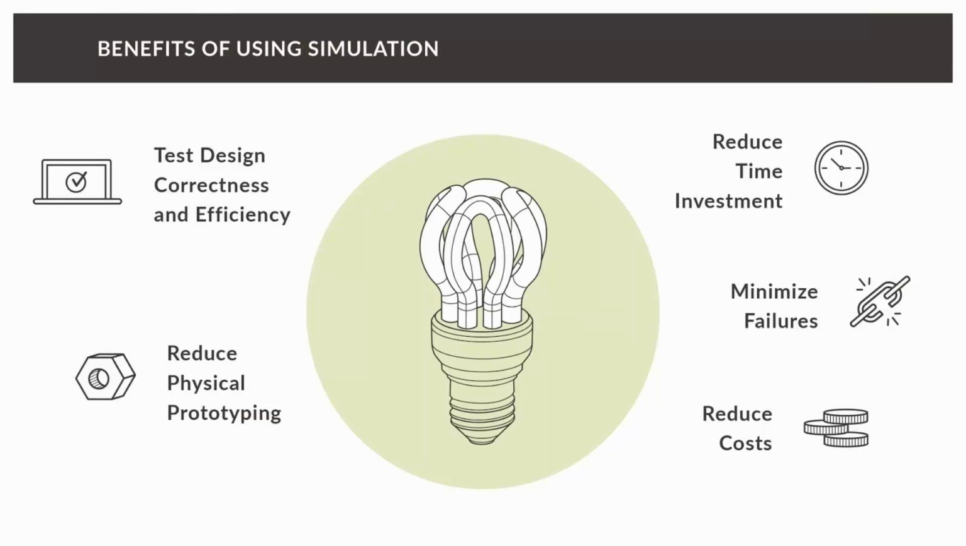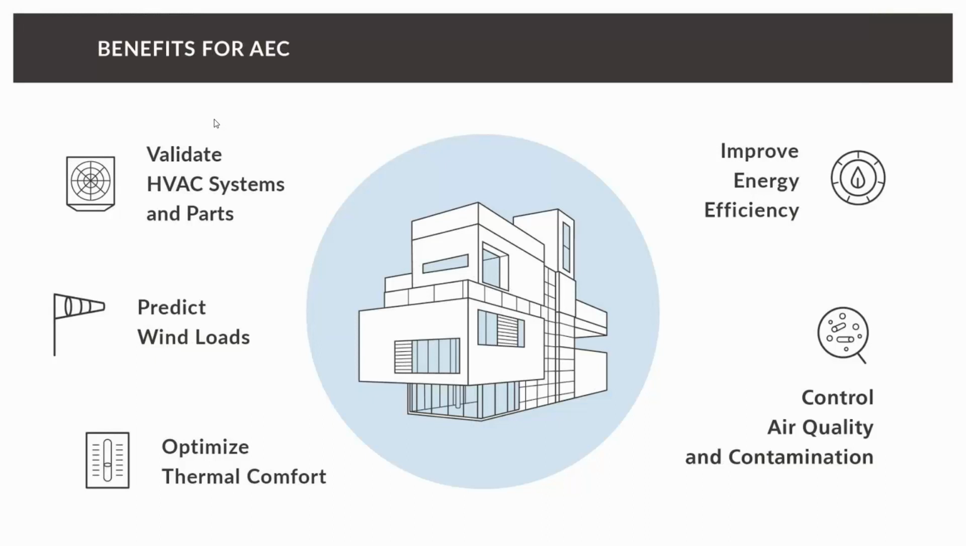And finally, as I mentioned, it allows us to reduce costs, because we can reduce physical prototyping on the one hand, and on the other hand, as it minimizes failure, this also reduces costs. And now I would like to talk with you about how simulation can actually be used in the building industry. SimScale supports 3 major types of simulations: structural simulation, fluid flow simulation, and thermal simulation.